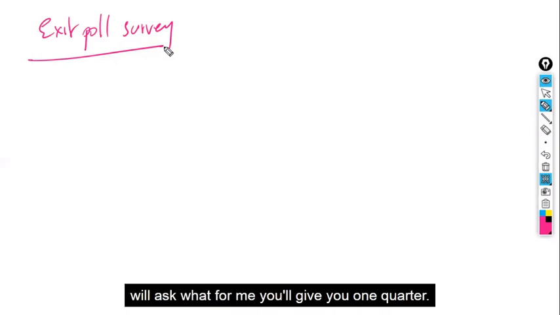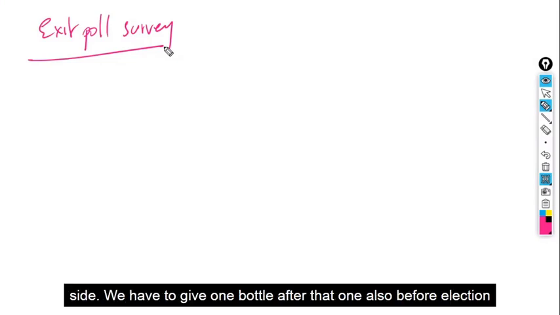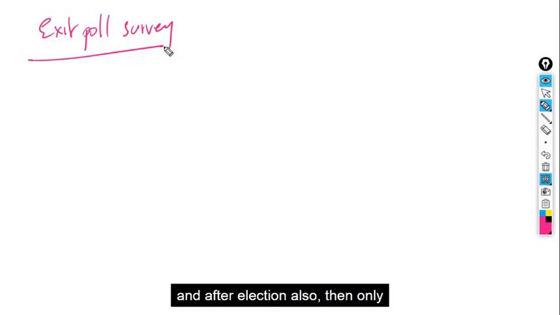But some people will ask, what for me? You'll give 1 quarter. They'll ask like this, na? They'll not say free of cost. We have to take them side. We have to give 1 bottle after that one also, before election and after election also. Then only we'll get. Some people will ask, BJP has given 3,000. You'll give 2,000 means I'll get.